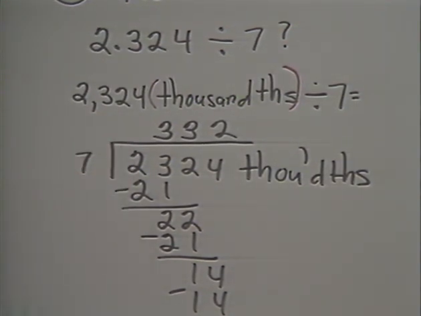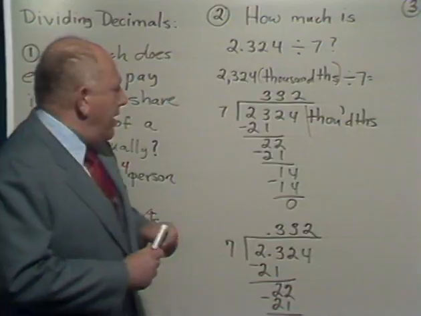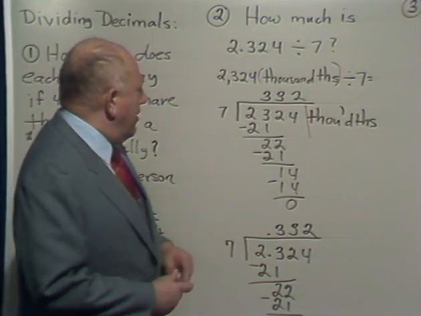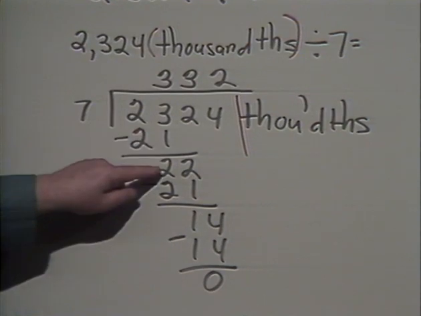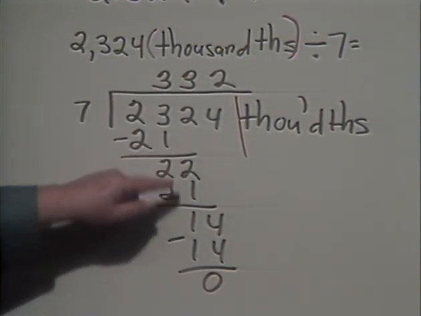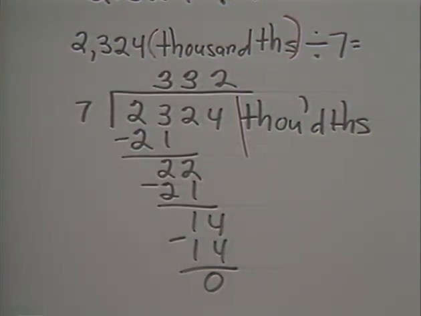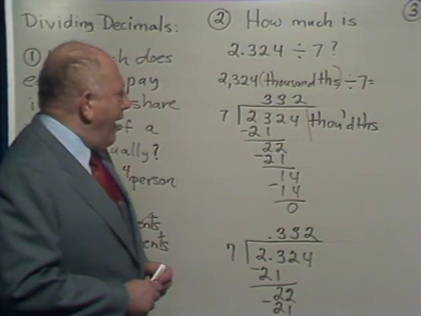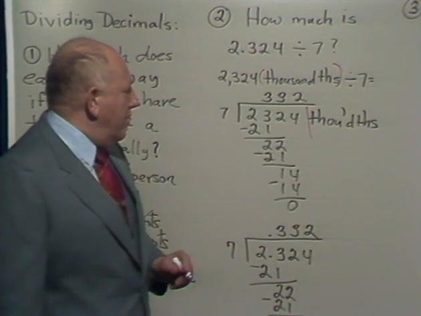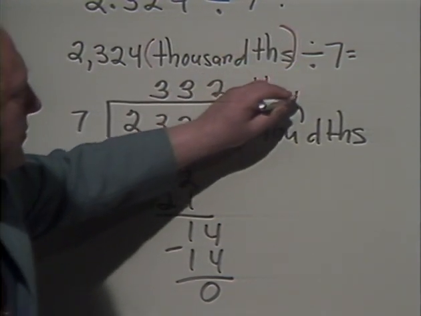So now I just do a regular long division problem, and notice that by leaving out the thousandths here, the division problem I'm doing is purely a whole number division problem. 7 goes into 23 3 times, 21 from 23 is 2, bring down the 2, 7 goes into 22 3 times, 21 from 22 is 1, bring down the 4, 7 goes into 14 twice, and I'm all done with the problem. Well, now, what's the label for this answer? You see, all I did was I divided the 7 into the 2,324. The label here should be thousandths.